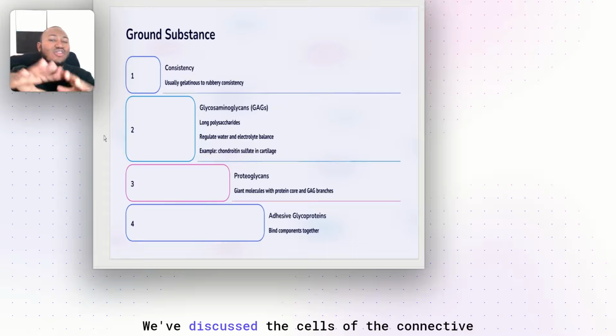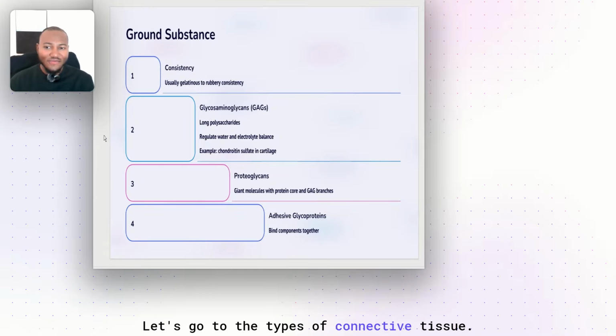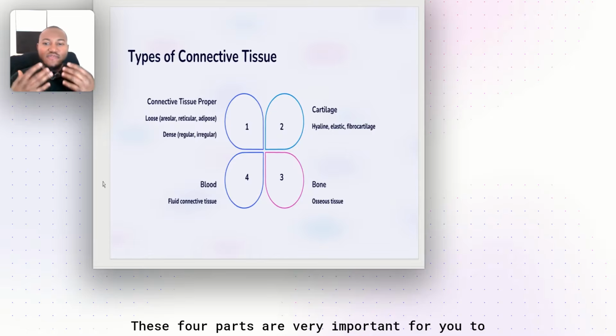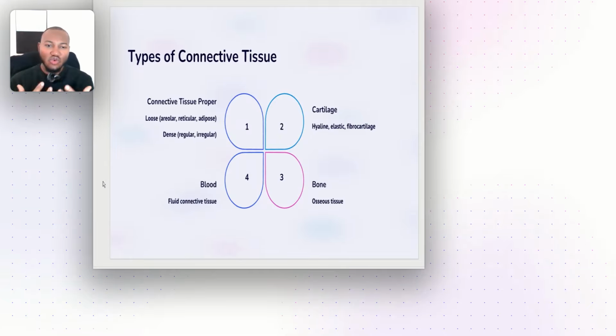So now, we've discussed the cells of the connective tissue. Let's go to the types of connective tissue. In terms of the types, what do we have? We have about 4 types. We have the blood, which is the fluid connective tissue. We have the bone, which is the osseous connective tissue. We have the cartilage, which is divided into hyaline, elastic, and fibro. And we have the connective tissue proper, which is divided into the loose, that's areolar, reticular, adipose, and also the dense, regular and irregular. Right? These 4 parts are very important for you to know for your exams. Extremely important. The bone, the blood, the cartilage, and what? The connective tissue proper, divided into loose and dense.